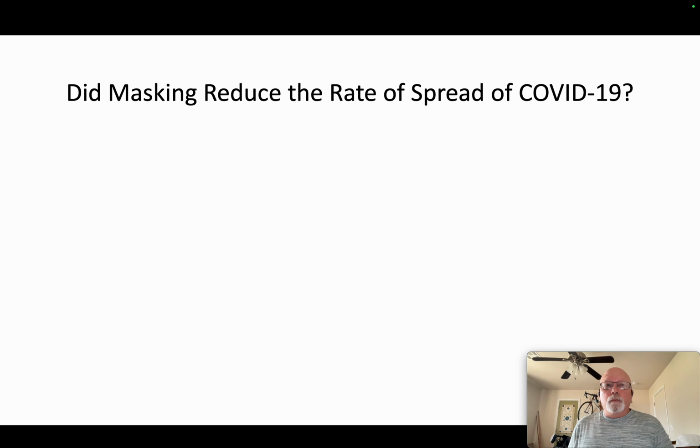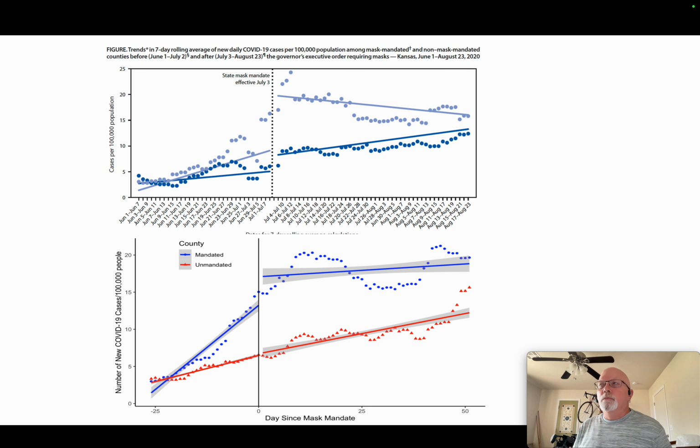So, did masking reduce the rate of spread of COVID-19? It did in counties that had a mask mandate. And so if the question that you're asking of a health official is, I'm about to put a mask mandate on my citizenry, is there a good scientific justification for doing that? The data are fairly clear. Yes, there is a good scientific justification for doing that.